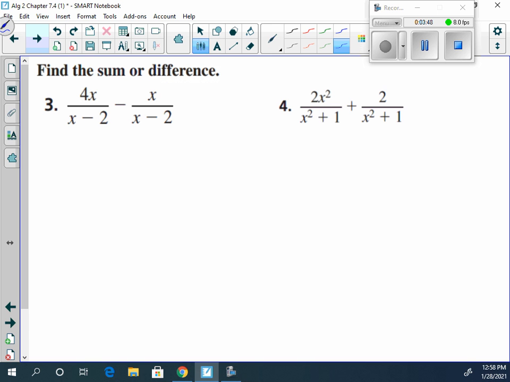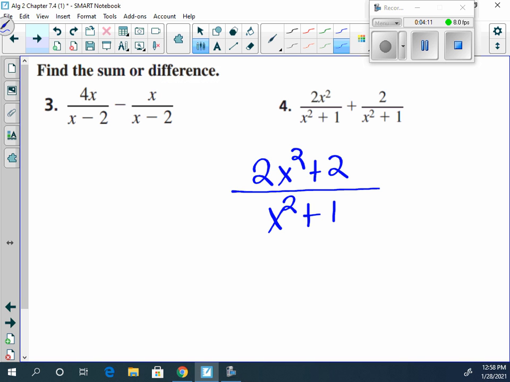Let's skip number 3. Let's look at number 4. So I know that the denominators are the same, so I can add the numerators. So we get 2x squared plus 2 over x squared plus 1. So we just added the numerators because the denominators are the same. Is there anything we can do after that? Could we make it 4x squared? Or no. Just 2/1?